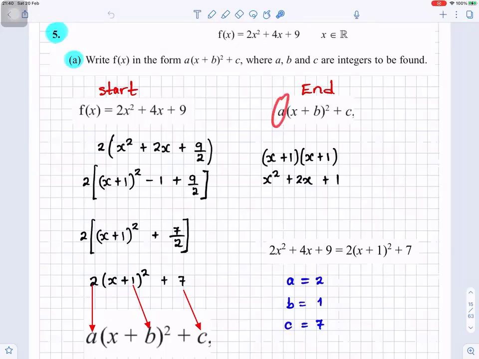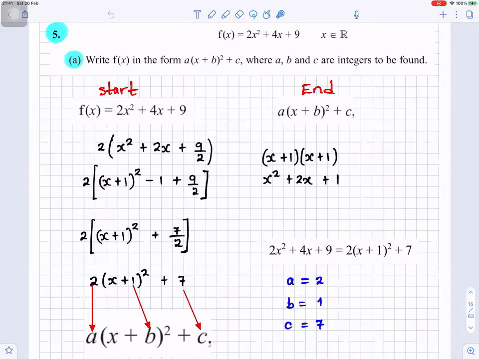So you notice there's an a out there, so we can take that 2 out of the bracket. So we factorize 2 out, and this 4 is the same as 2 times 2. If you multiply 2 times x squared, it is 2x squared. 2 times 2x is 4x. So this will be 9 over 2, because 2 times 9 over 2 is 9. Now we want to complete the square of what is found inside this bracket. You find half of the coefficient of x, the number in front of x. Half of 2 is 1. And then you square it.